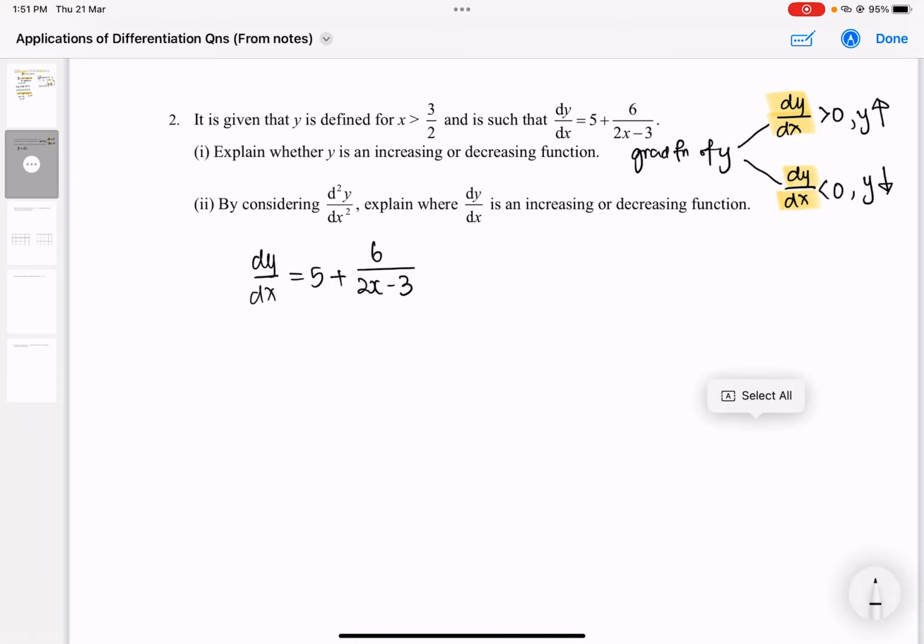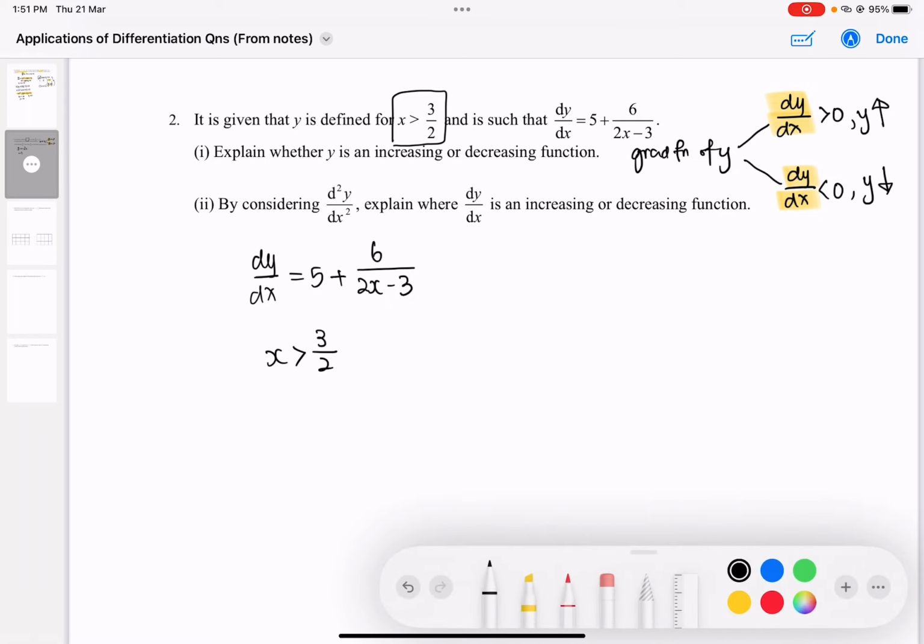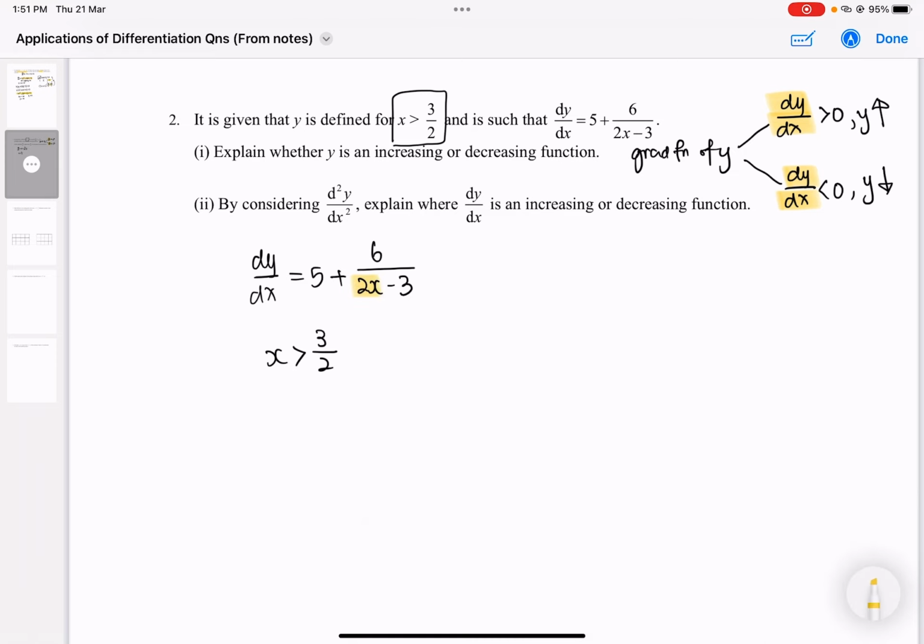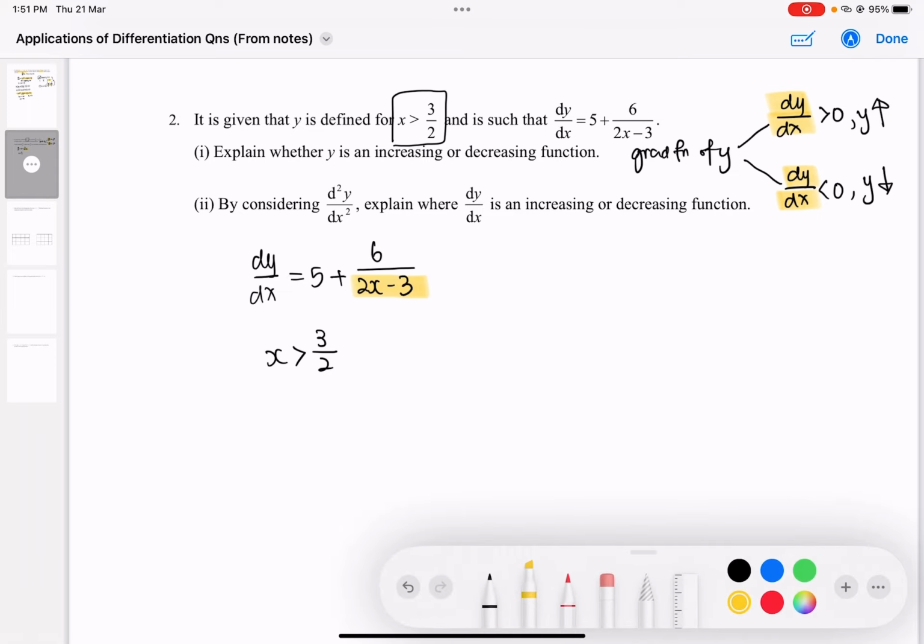So we're going to have to start with the given information where they tell us x is more than 3 over 2. So always start with the given information. If x is more than 3 over 2, if you look at our dy dx, the only place x appears is over here. So let us try to figure out whether this expression would be positive or negative.